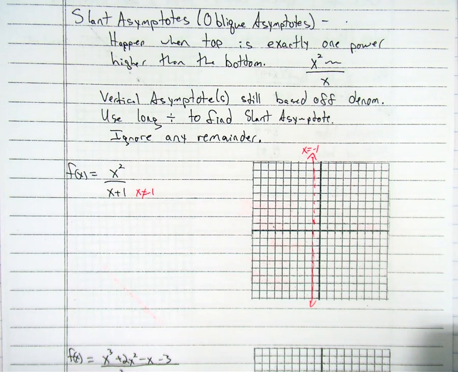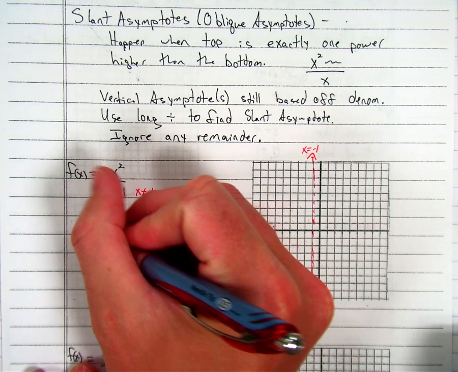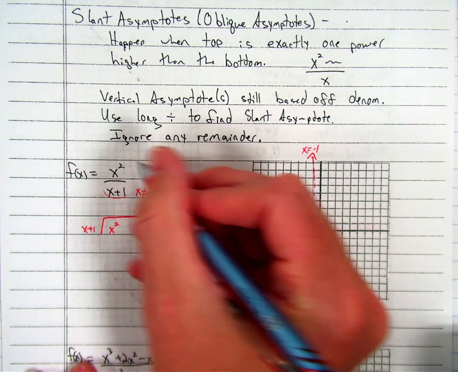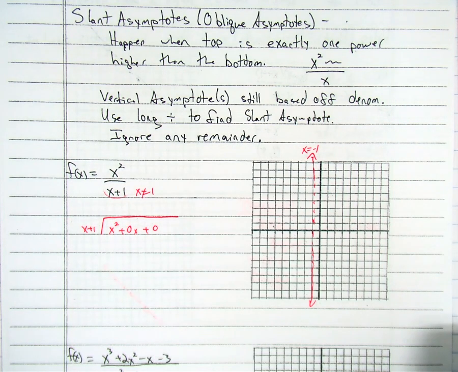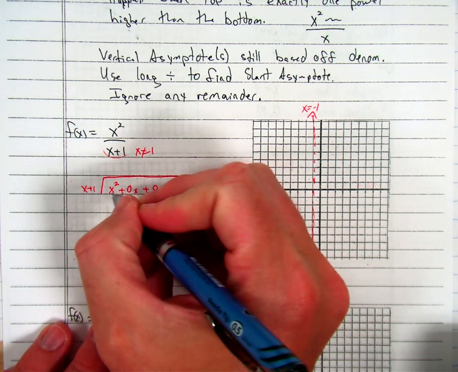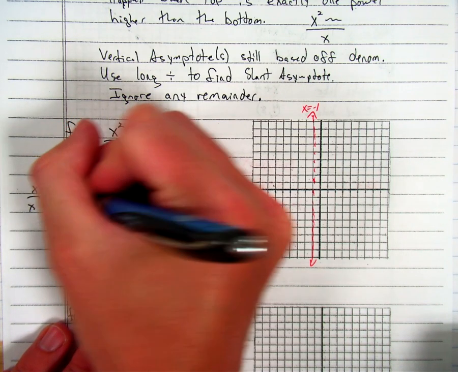How do you find the slant asymptote then? You're not going to like it. It's long division. This problem's not too bad. The next problem's a little bit worse. Okay, long division. We're taking x plus 1 into x squared, and you have to put 0 placeholders, plus 0x plus 0. Okay? It's not terrible. It's just I know you guys don't like long division, and it's been a while since we did it. So, how many times does x go into x squared? X squared divided by x equals x.